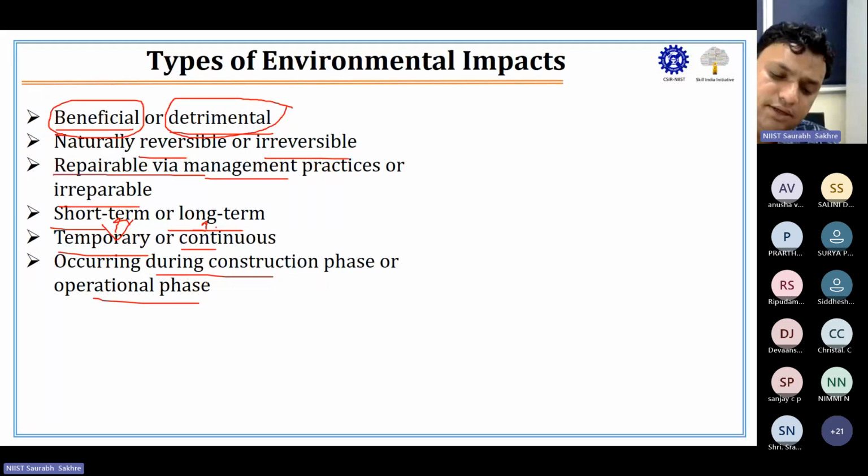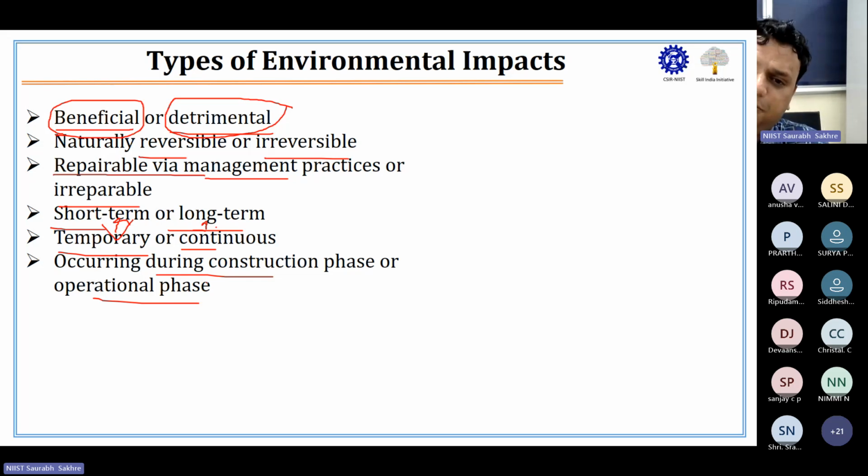Now we will take an example of ports and harbors. In ports and harbors, when you are constructing a jetty or a particular breakwater, there will be a temporary impact on the marine fauna of that area, of that region, like phytoplankton, zooplankton, meiobenthos, macrobenthos, and all other things. That is during construction only.